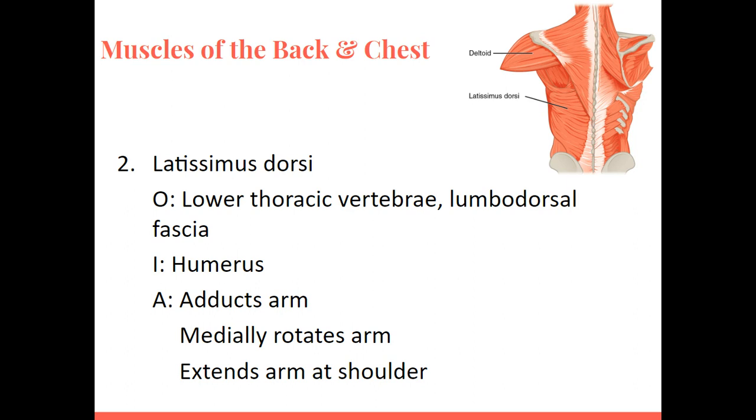And so when the latissimus dorsi contracts, it is going to pull the humerus, which is where it has its insertion, back down towards your lower back. And so when it does that contraction, it adducts your arm. It's going to pull your arm down.